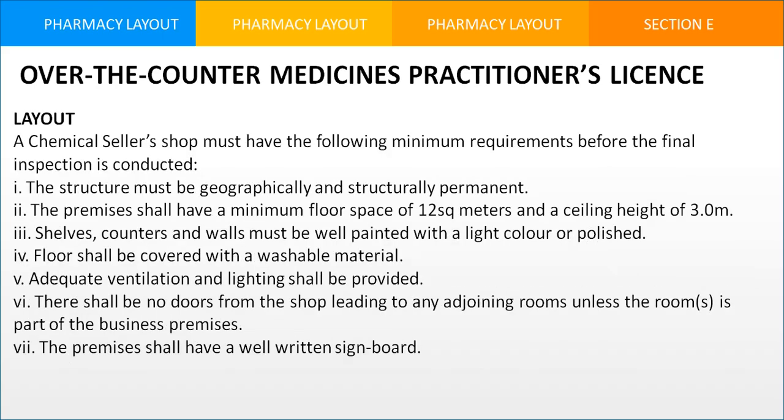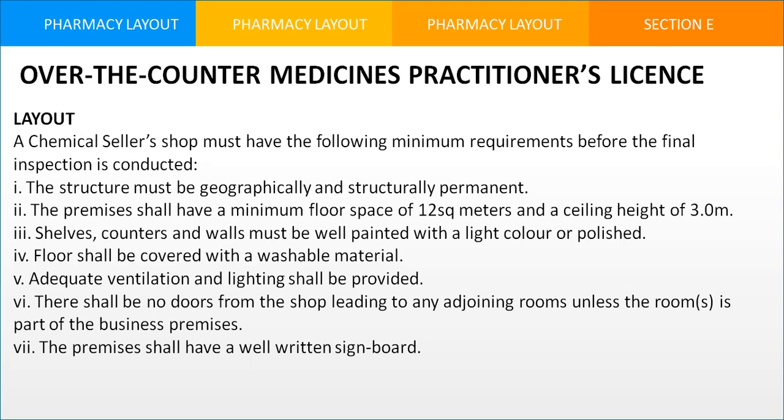The layout is simple. One, for chemical shops, it should be geographically and structurally permanent. We should not be able to move it. You cannot use a wooden structure or container. No, it is not allowed. The minimum floor space is 12 meters squared. Please take note: the retail shop was 36 meters squared, wholesale was 36 meters squared, and wholesale retail was 48 meters squared. And the chemical shop, 12 meters squared.